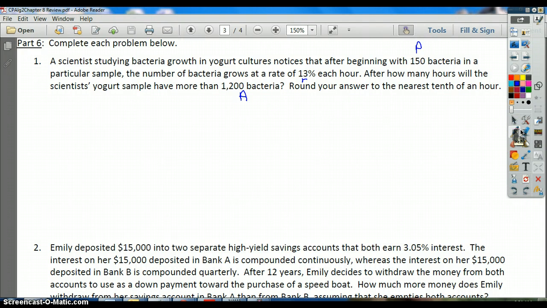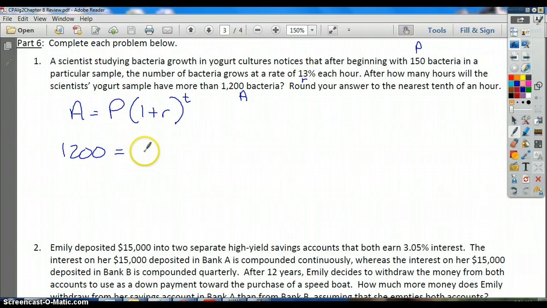Number 1 here is a simple growth problem where whatever you're going to equal is equal to what you start with, 1 plus the rate is increasing, t is in hours. So we want to know when we have 1,200 bacteria equal to the beginning rate of 150 plus what percent is it increasing? 13%, so that's 0.13 for the t. So we're solving for t here. I'm going to divide 150 over.